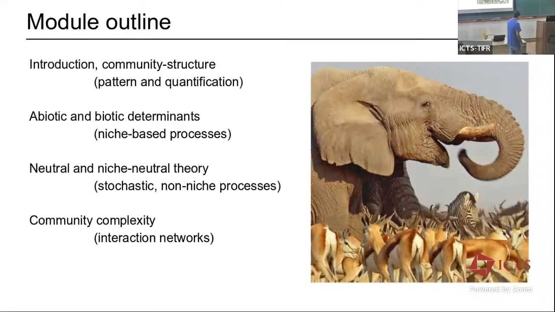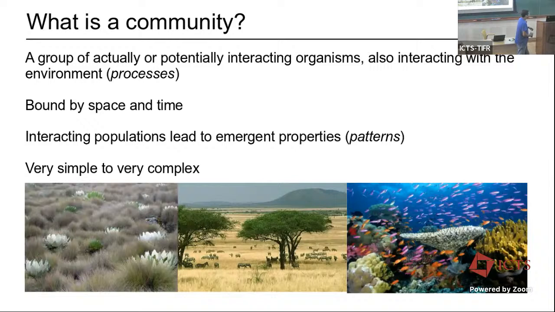So what is a community? A community is a group of either actually, this is the broadest definition of a community. Community ecology is full of various definitions given by various people, and it can get very confusing, but this is the broadest definition. It's a group of actually or potentially interacting organisms that are also interacting with the environment.